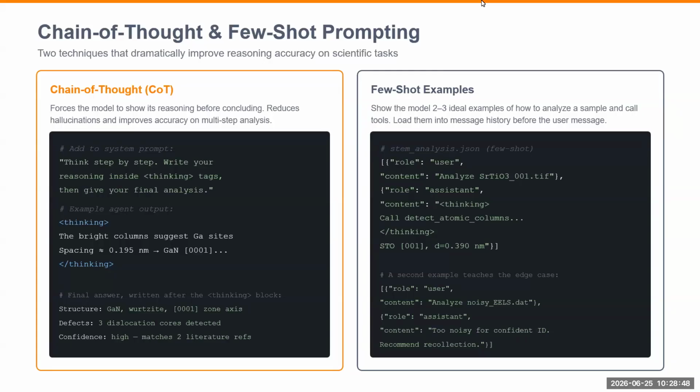You can also give few shot examples. Now, this option is really good because it allows the agent to know exactly how you want it to act, because you can just give it two or three ideal examples of how to, for example, analyze a sample, and it should call tools. It basically learns from this input how it should actually work within the system.